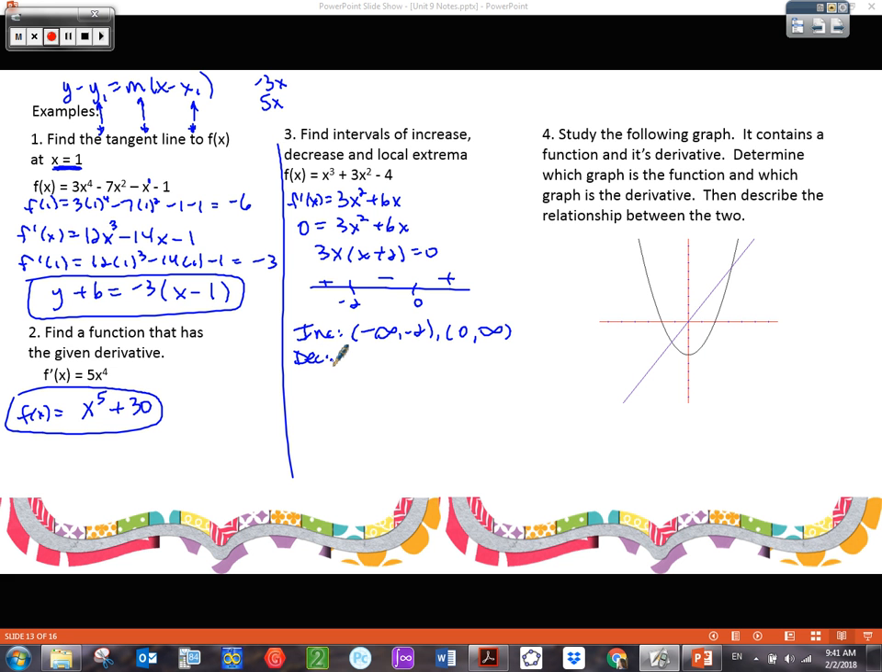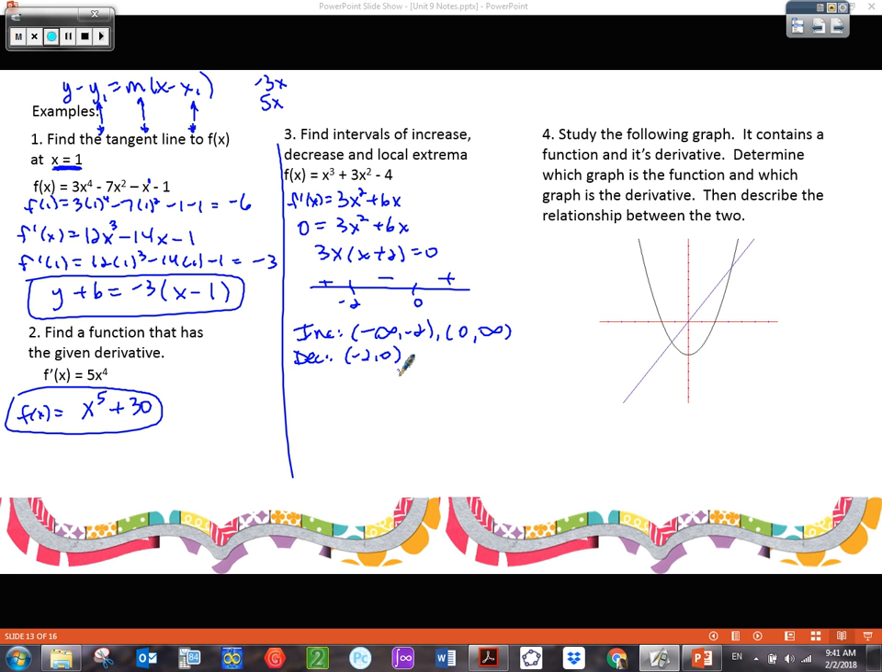Intervals of decrease are basically from negative 2 to 0. And I'm using parentheses because I guess I fall in that mathematics camp that would prefer parentheses. Remember we talked about that. Some mathematicians want to use brackets on increase, decrease. Some want to use parentheses. You could fall into either camp. It's fine. Both are acceptable on the AP test.